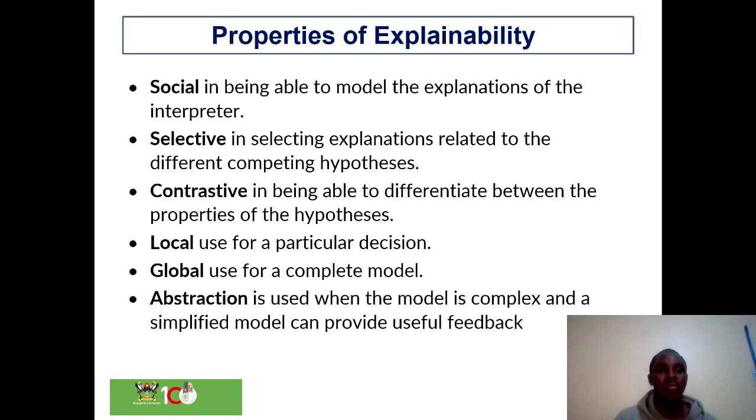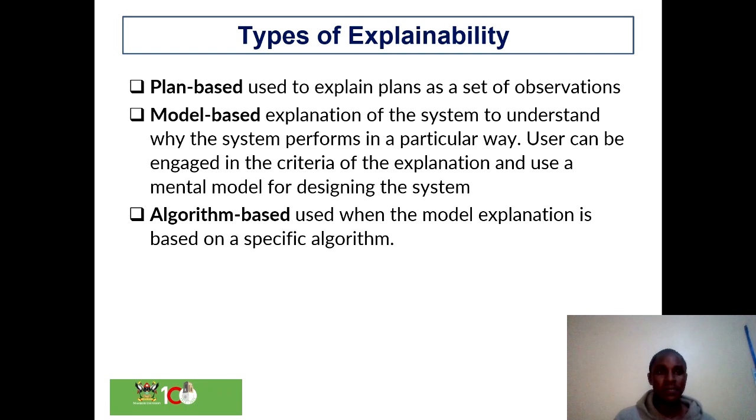And then it should be global in terms of explaining the entire model, like looking at the complete model and coming up with an explanation to it. And then the other property is abstraction. When you have complex models, you should be able to simplify the explainable model and provide useful feedback.